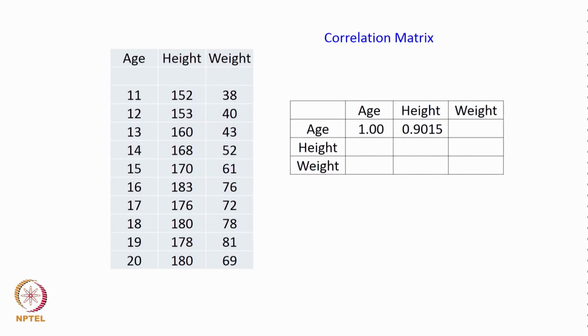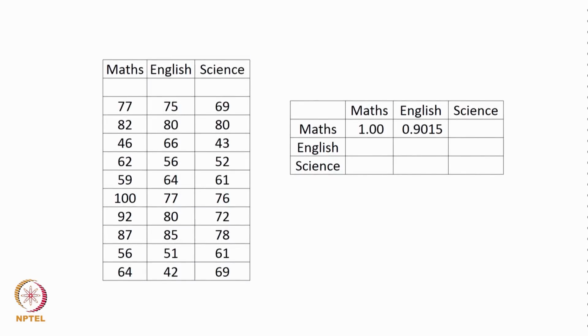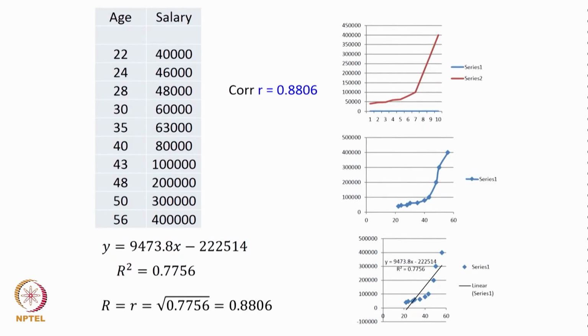Correlation between height and height is also 1, and correlation between weight and weight is also 1. Correlation between age and height is the same as correlation between height and age, and therefore, this matrix will be a symmetric matrix with 1 across the diagonals. So, effectively it is enough to find only 3 numbers: age versus height, height versus weight, and age versus weight. Similar exercise you can do that. Let us say the marks obtained in 3 subjects, mathematics, English and science, by high school students are given. So, we could do that and we could complete this table. Now, let us look at another set of data.